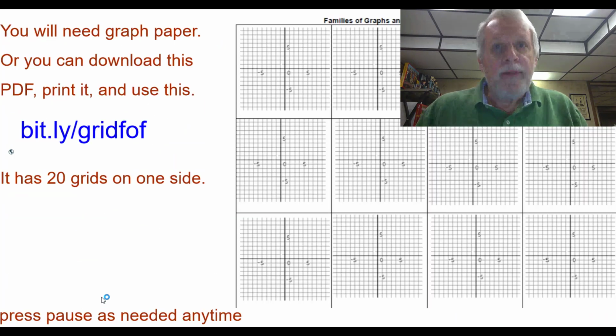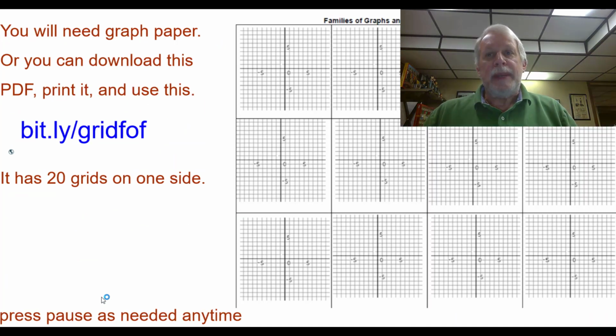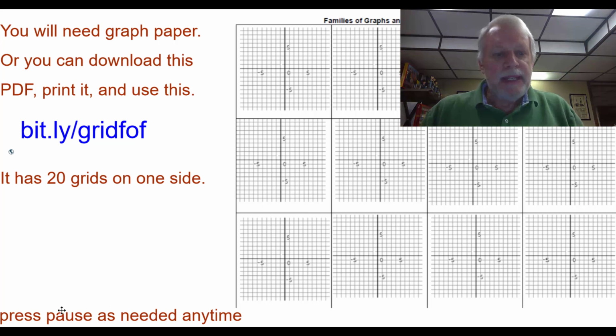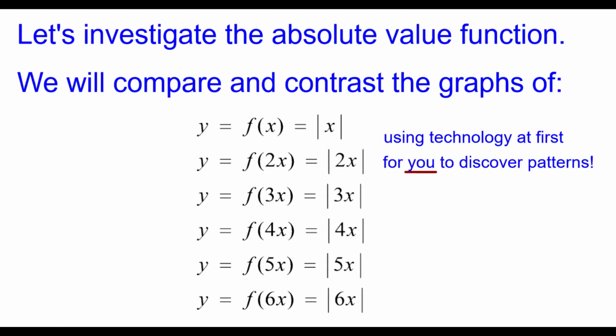You will need graph paper, or you can download this PDF and print it, and please press pause anytime as needed throughout this video. Let's investigate the absolute value function. We're going to compare and contrast the graphs of these functions right here, using technology at first for you to discover the patterns.